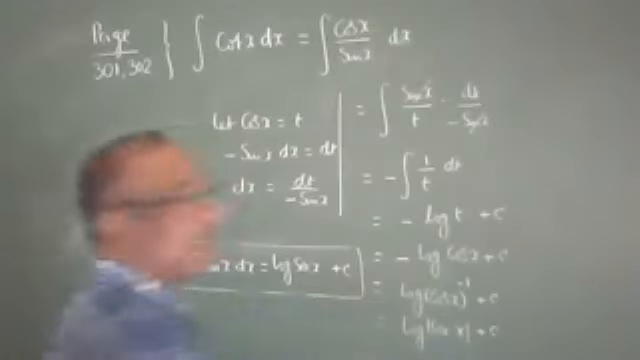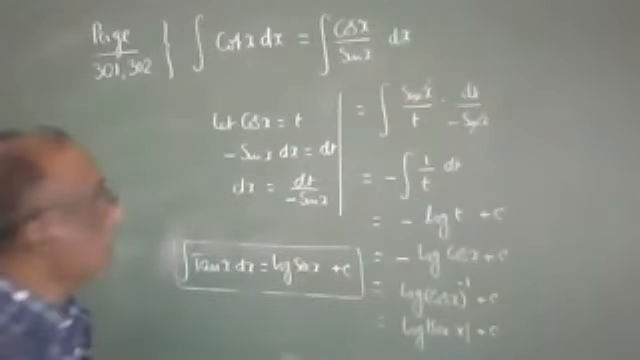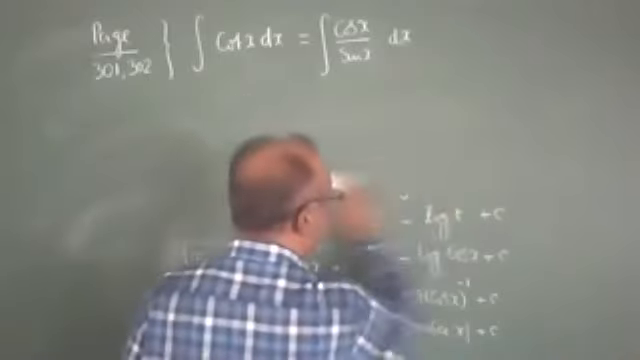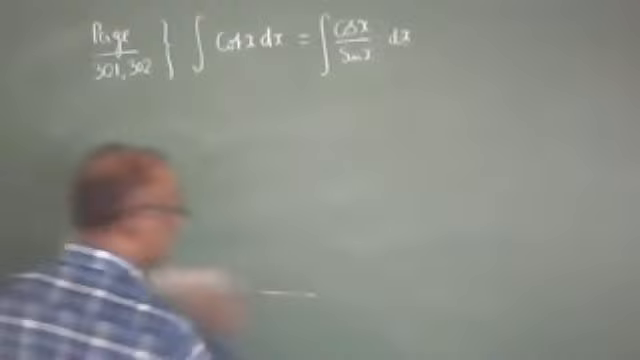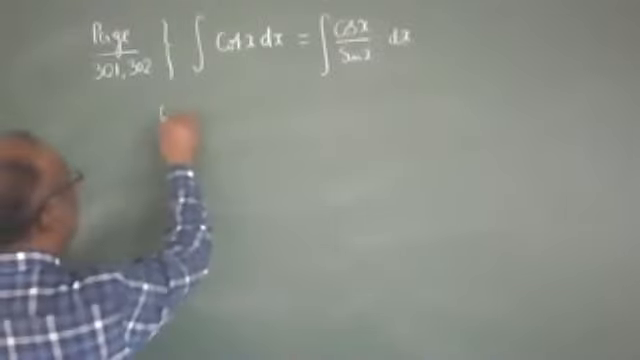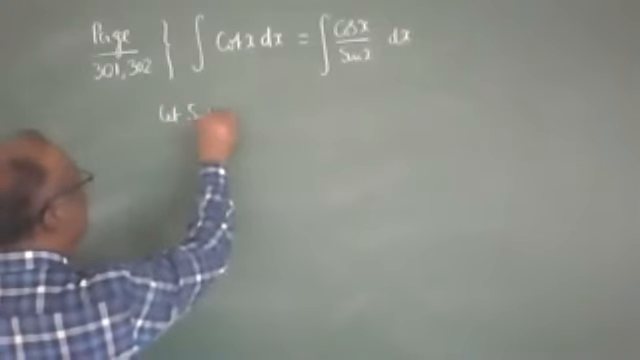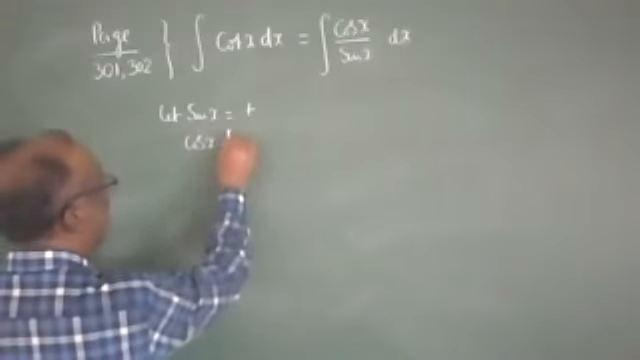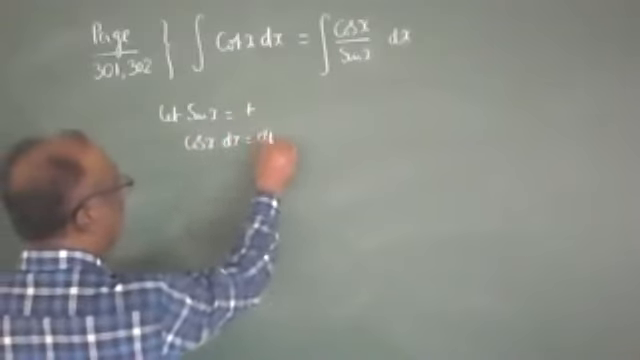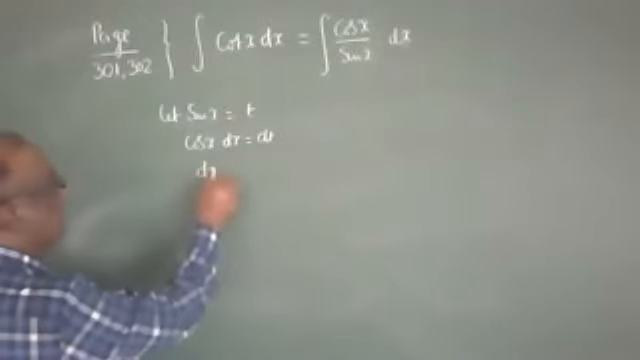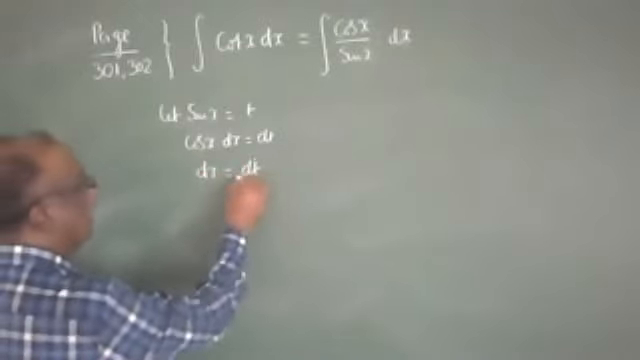Right, everyone. Cos x derivative we have, sin x derivative we have. That's why we give the first preference to the denominator. Let sin x be t. Sin x derivative is cos x. T derivative is 1, itself derivative is dt. So dx is equal to dt by cos x.